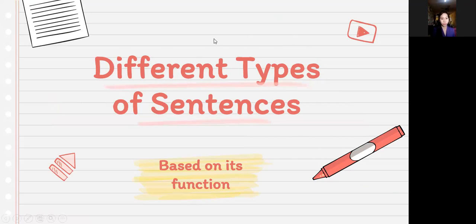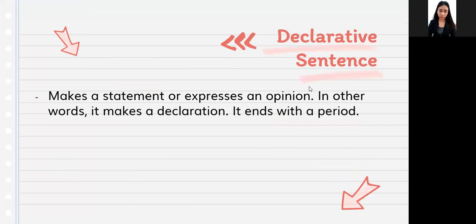Hi, everyone. Good afternoon. And now let's proceed to different types of sentences based on their function. So, number one of the different types of sentences is declarative. So, declarative sentence.